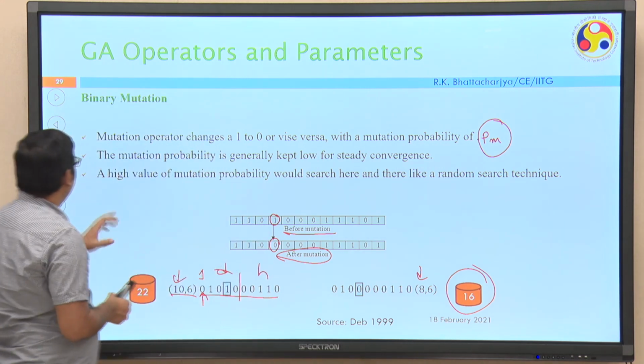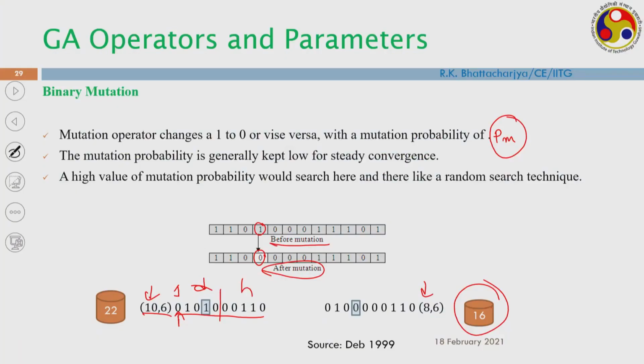Now, as I said, the mutation probability should be very low. The thumb rule is you consider that P m equal to 1 by L. So, what is L? L is the string length. In this case we have a total of 10 bits, so the mutation probability should be 1 by 10. Okay. So, 1 by 10 should be the mutation probability.